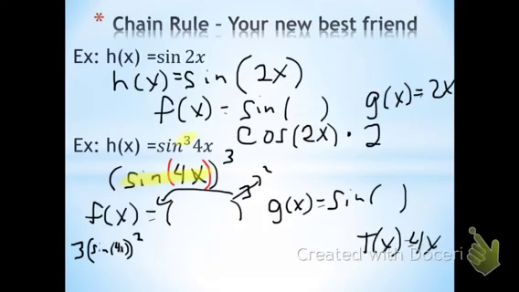Next step, g of x. Well, g of x is the sine of something. So we're going to multiply by the derivative of g of x. What's the derivative of sine? The derivative of sine is cosine of something. What's the something? The something is whatever was already in that, which was the 4x.